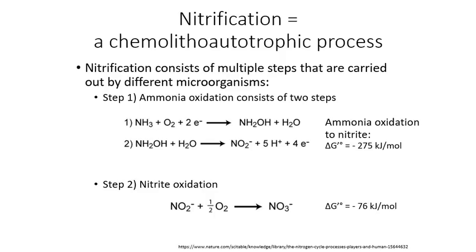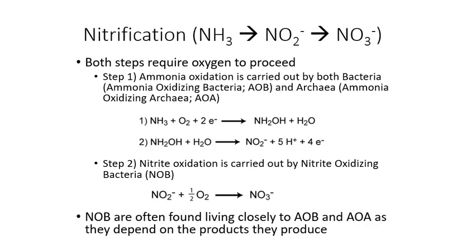Nitrification is a two-step process. The first step actually consists of two steps itself, ammonia oxidation and hydroxylamine oxidation. The second step is nitrite oxidation. Both steps require oxygen to proceed, thus nitrifiers are obligate aerobes. Step 1 is carried out by ammonia oxidizing bacteria and ammonia oxidizing archaea. Step 2 is carried out by nitrite oxidizing bacteria. Nitrite oxidizing bacteria are often found living in close proximity to ammonia oxidizing bacteria and archaea because they depend on the products that they produce.